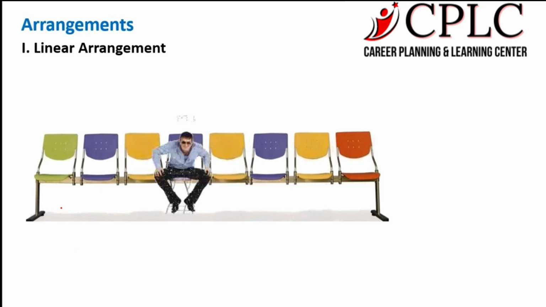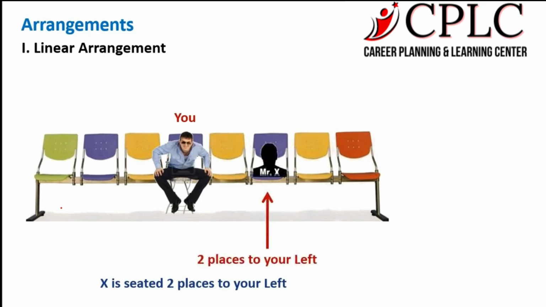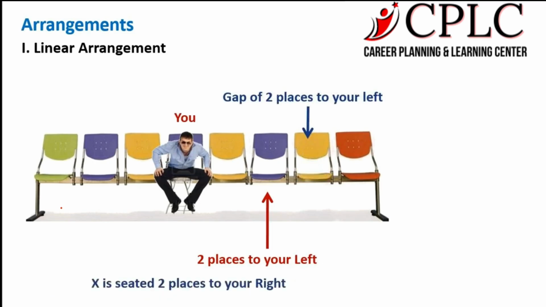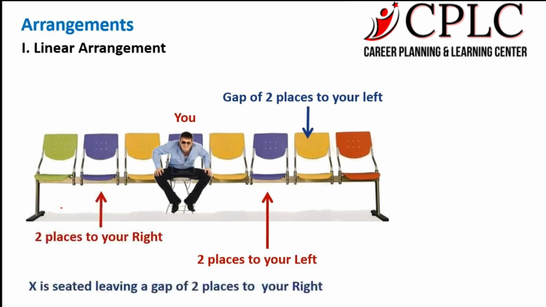The next marking that we have to see is this one. X is seated two places to your left. Now mind you, X to your left is the second place, specified in the direction as well. The next one, X is seated having a gap of two places to your left. So a gap of two places means on the third place. Next one, X is seated two places to your right. So second place on the right side. And X is seated leaving a gap of two places to your right. That means on the third place on the right hand side. Something like this.